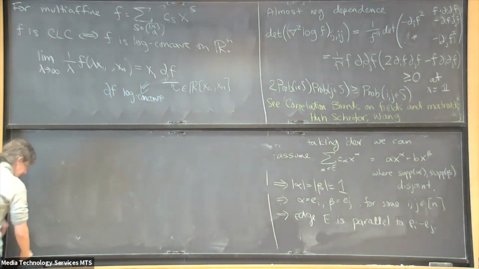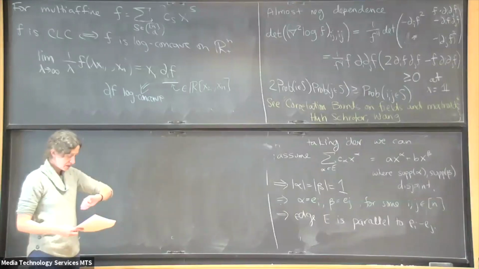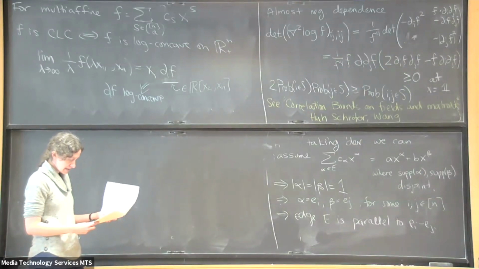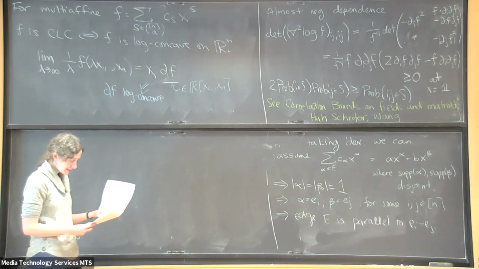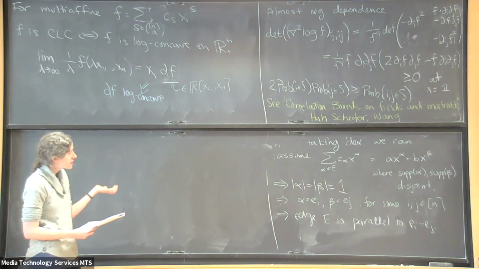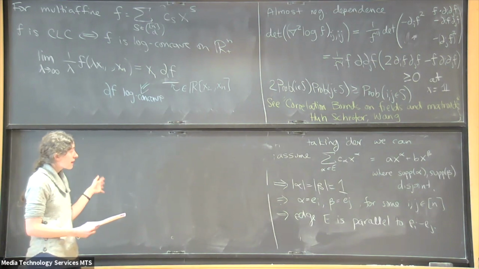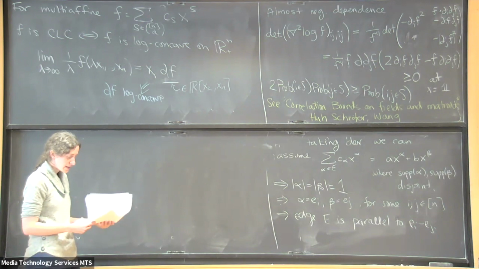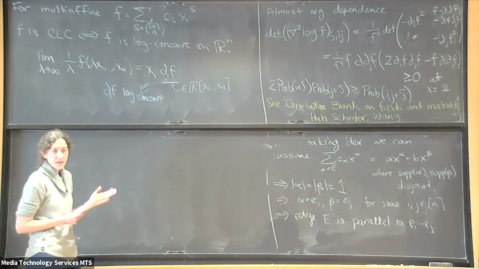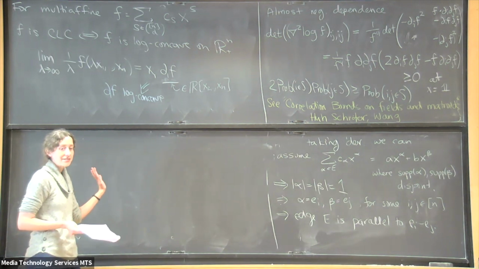So what I want to do for, let's say, the last 15 minutes of this hour is sketch very roughly an idea of using this for deterministic approximate counting. And then in the second hour, I'm going to talk about the behavior of certain Markov chains that one can associate to these distributions.